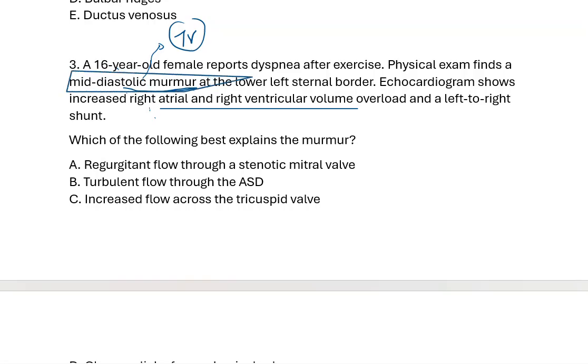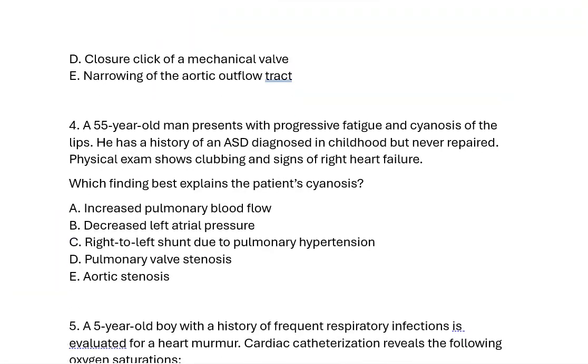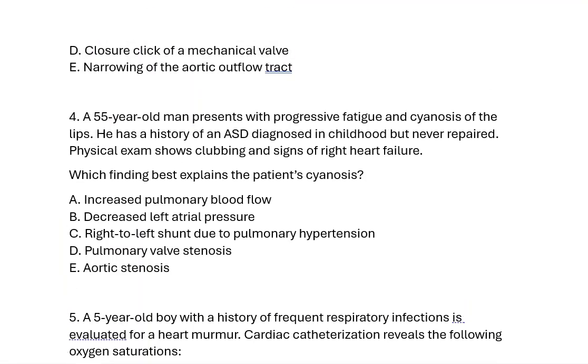Remember, we said that the diastolic murmur is due to increased blood flow through the what? Through the tricuspid valve. So let's say they mention that this is a systolic murmur, and the systolic murmur is at the second left intercostal space, then that's going to be due to increased flow through the what? Pulmonary valve, right? Remember, that's what we discussed earlier. Moving on to the next question.